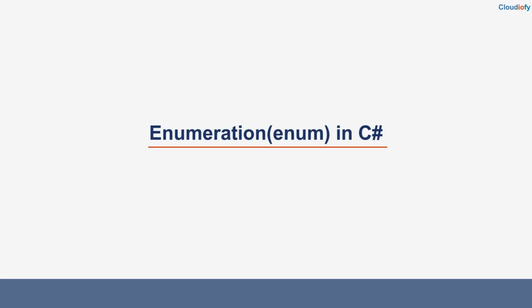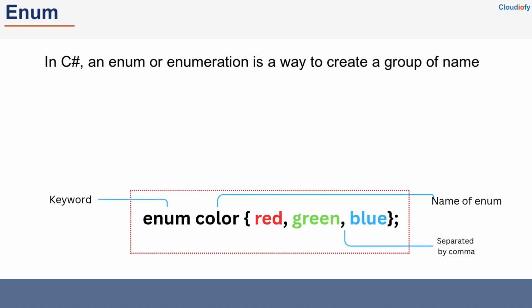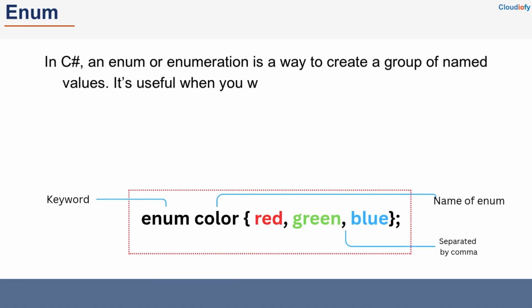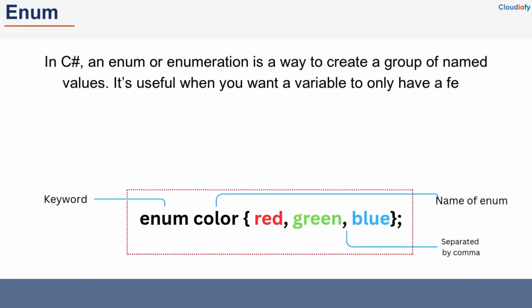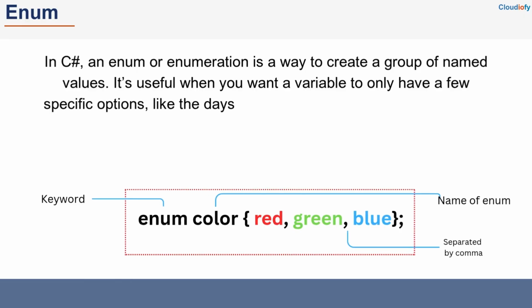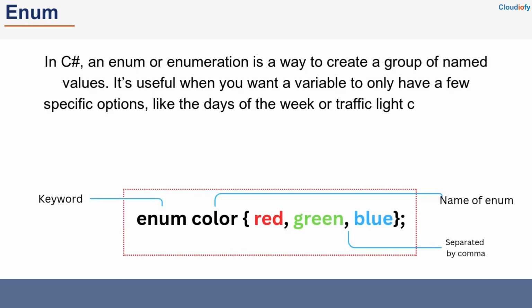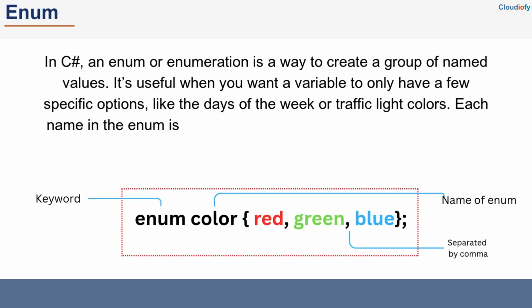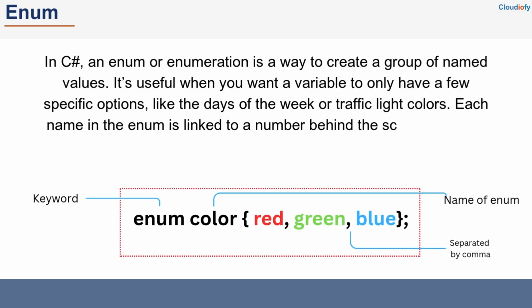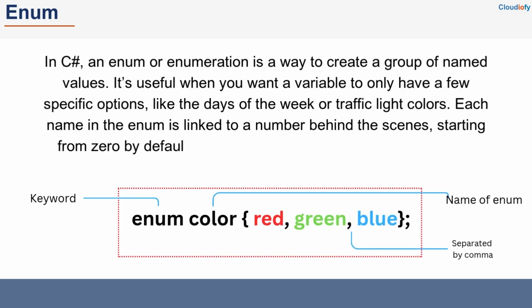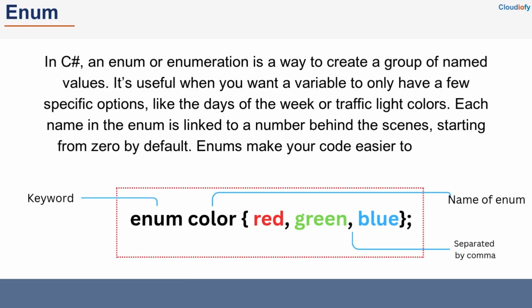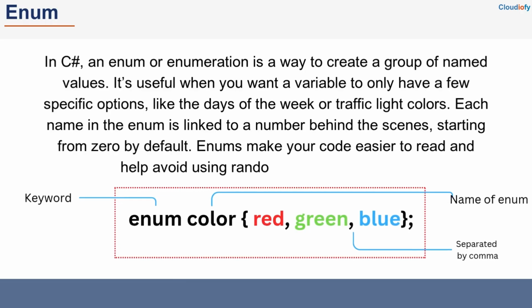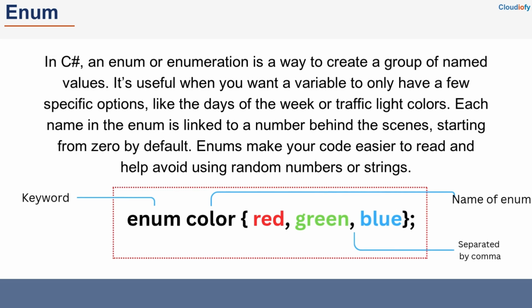Now let's look at enumerations in C#, also known as enums. In C#, an enum or enumeration is a way to create a group of named values. It's useful when you want a variable to only have a few specific options, like the days of the week or traffic light colors. Each name in the enum is linked to a number behind the scenes, starting from 0 by default. Enums make your code easier to read and help avoid using random numbers or strings.